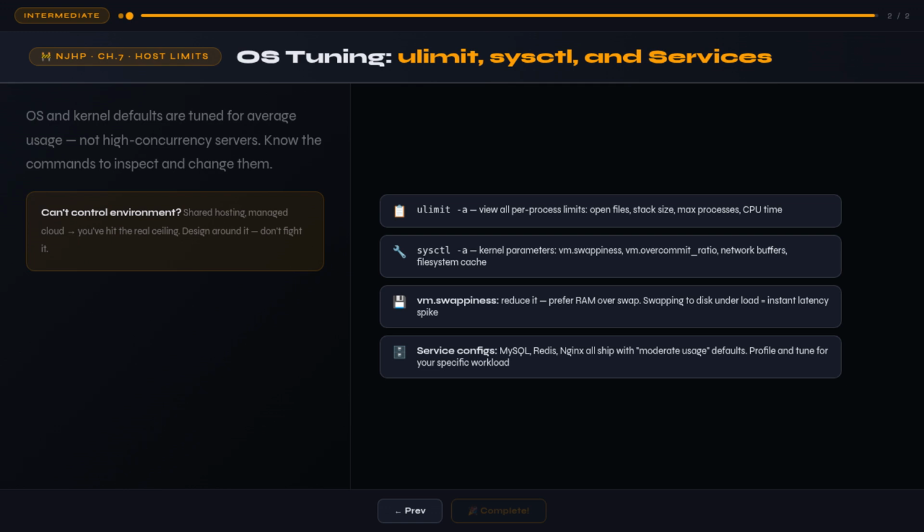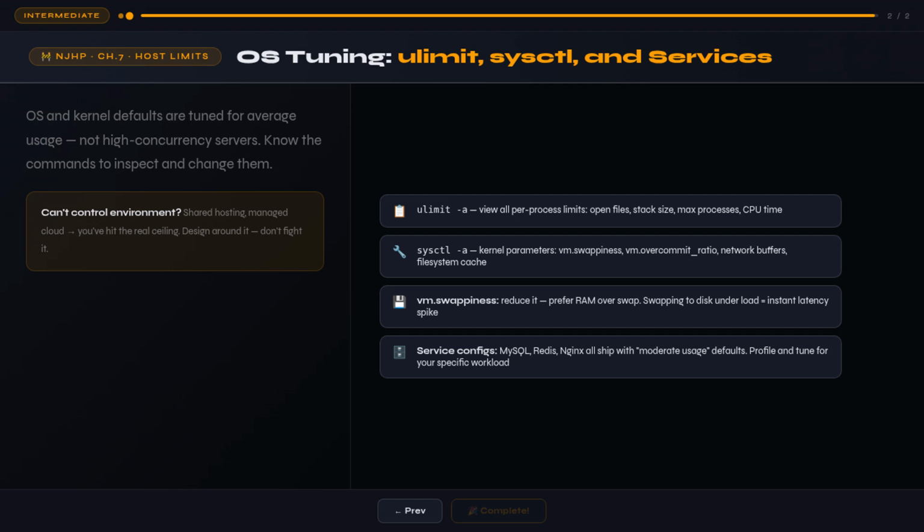The ulimit command controls per process resource limits at the operating system level. Running ulimit -a on a Linux system shows all the current limits. The ones most relevant to Node.js are open files, -n, which defaults to 1024. This is the single most important limit to raise for a high concurrency server. Every socket, file handle, and pipe counts against this. You should raise it to at least 65535 for a production server, and many operators go higher.